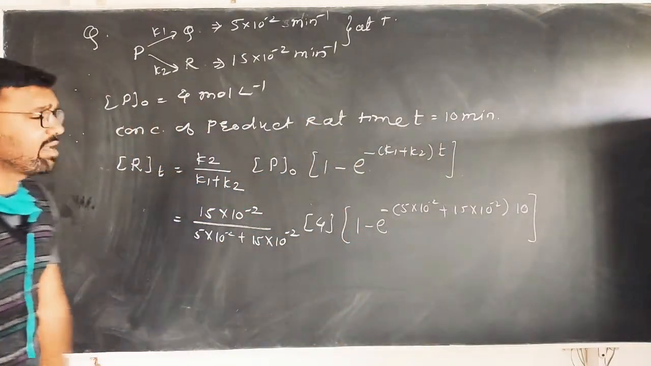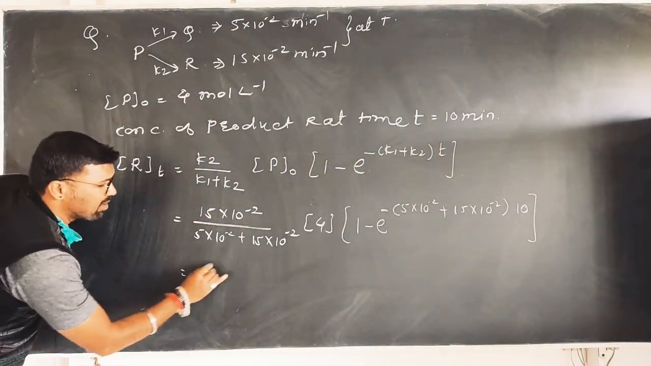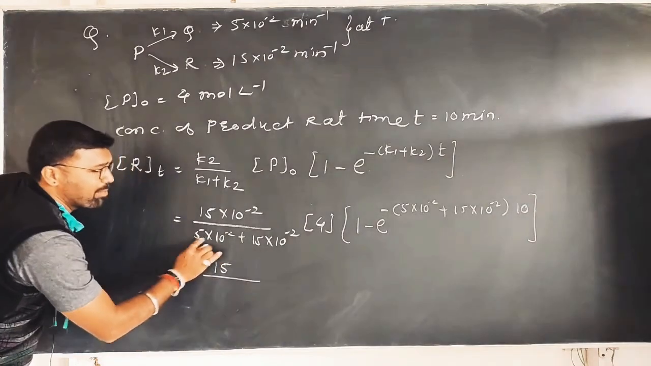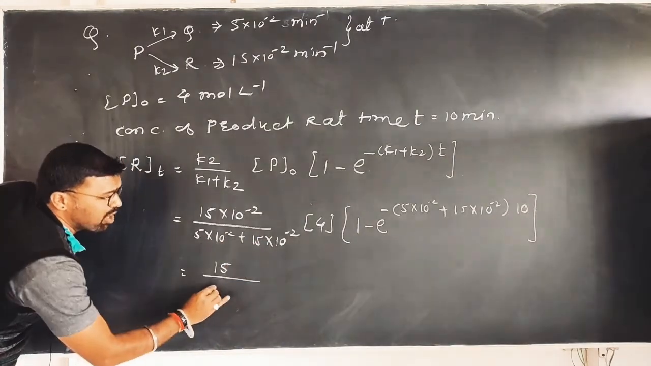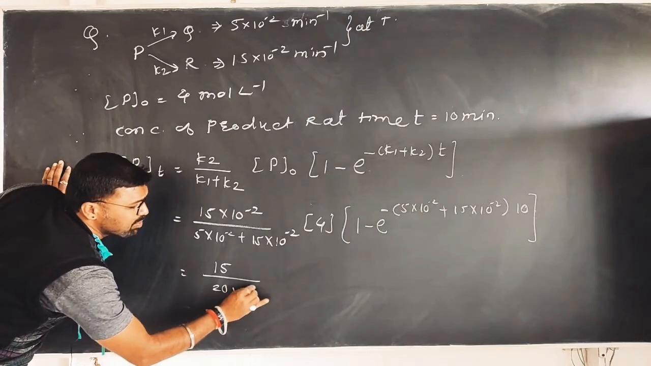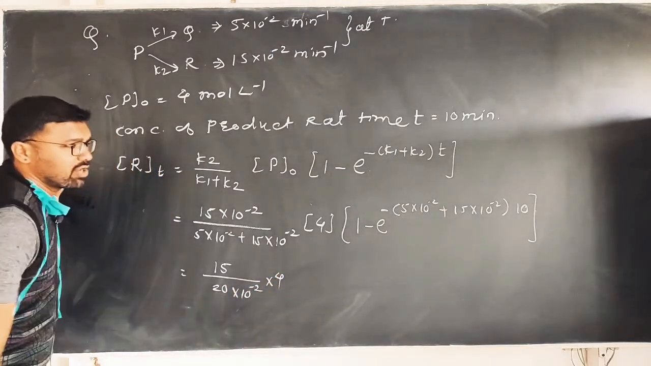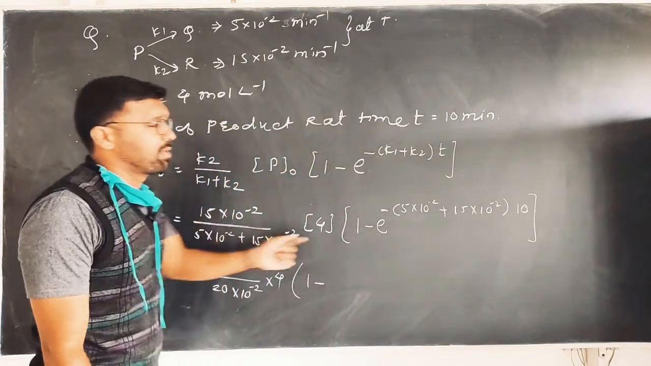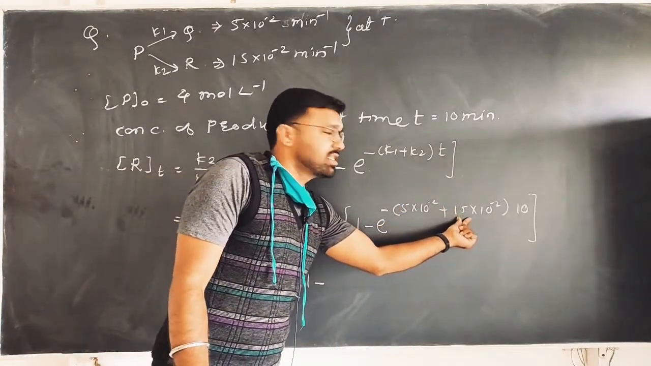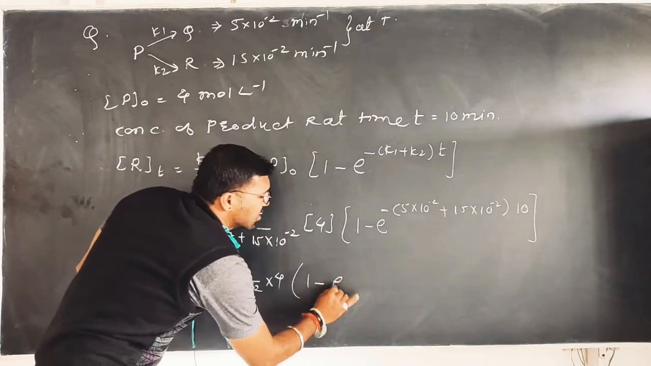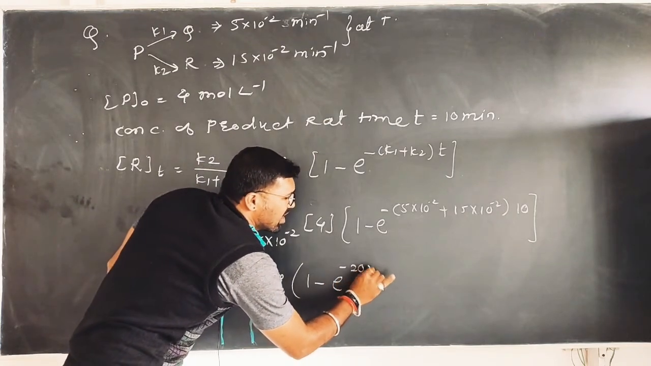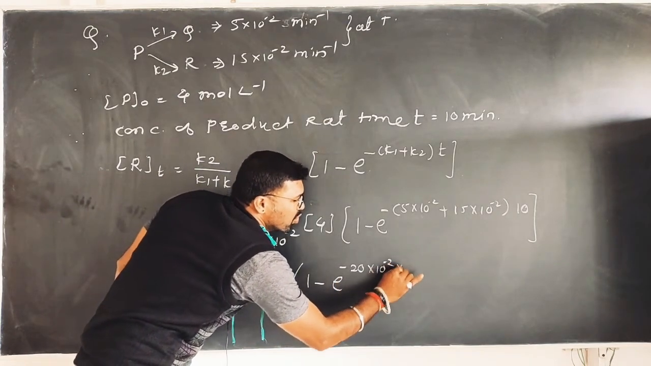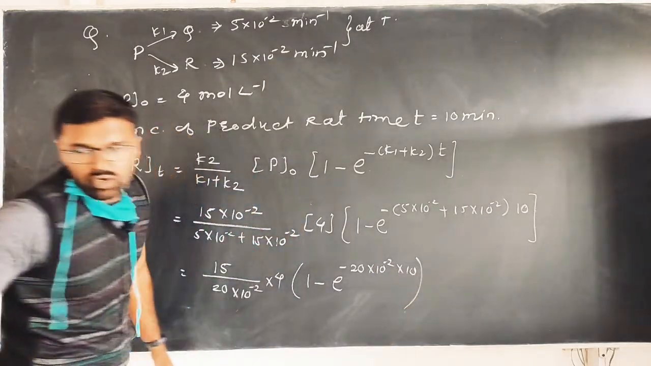You can use a scientific calculator for solving this. 15 divided by 5 plus 15, where 10 raised to minus 2 is common, gives 20 into 10 raised to minus 2, into 4, into 1 minus e raised to minus, where 10 raised to minus 2 is common, 5 plus 15 is equal to 20, so e raised to minus 20 into 10 raised to minus 2 into 10.